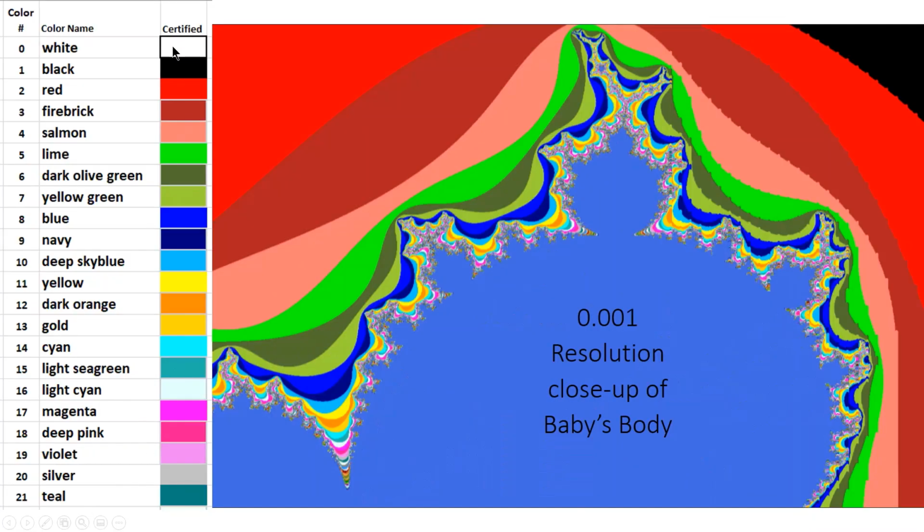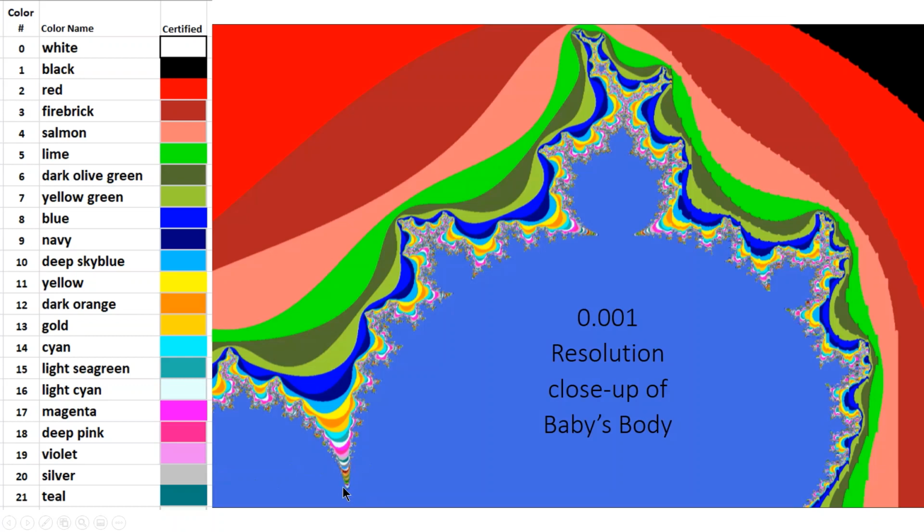And you can see for yourself the flow of colors here. See the reds and the greens and the blues flowing. As you get down here, you can see, for example, here the magenta flows into a deep pink, flows into a violet and a silver and teal, and it goes on.